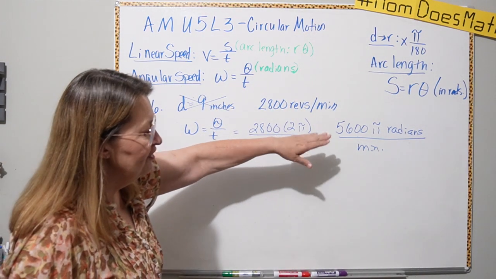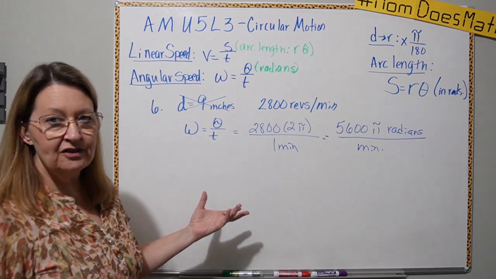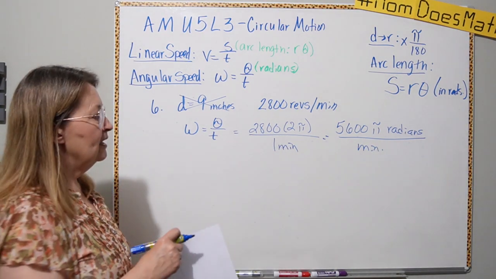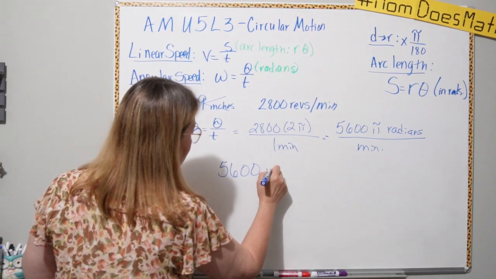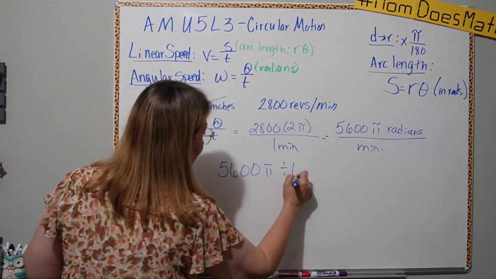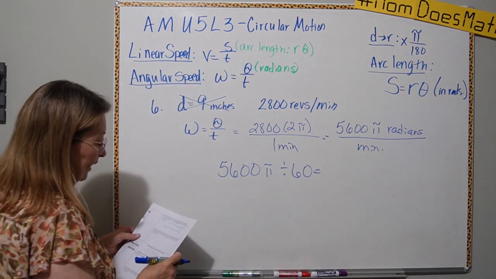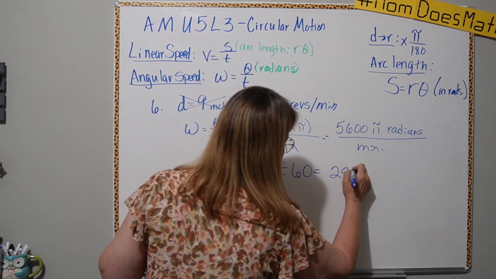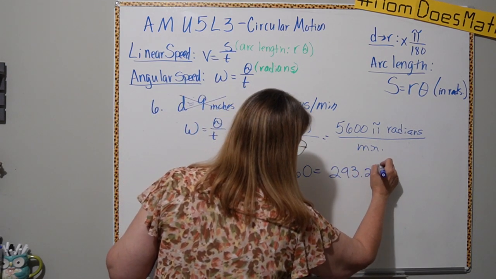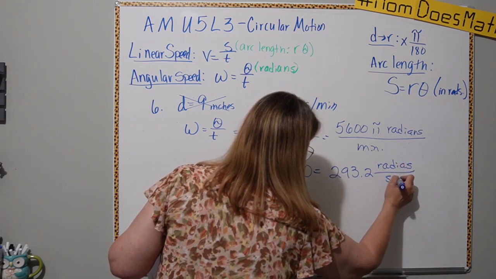Now the question asks you how many per second. So if it's doing 5,600 pi per minute, well, how many seconds are in a minute? 60. So all we're going to do is take 5,600 pi, and we're going to divide that by 60, and that's a job for the calculator. When you divide that out, you will get 293.2 radians, and now this is per second.